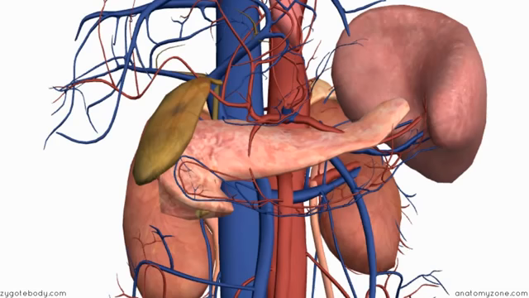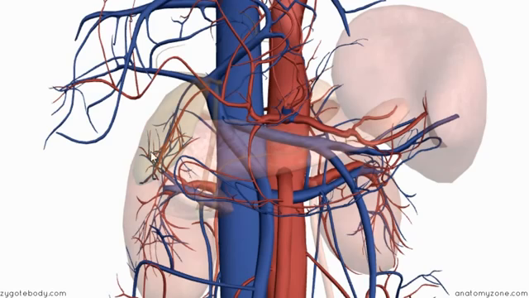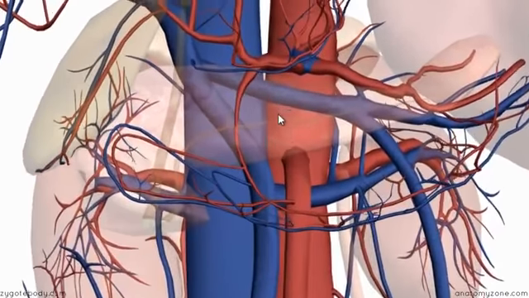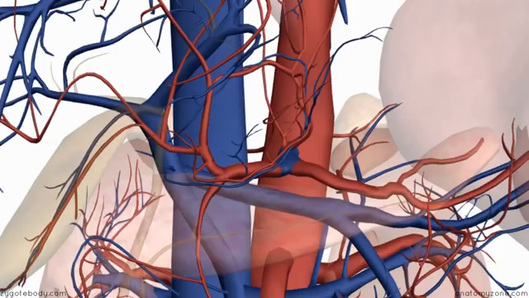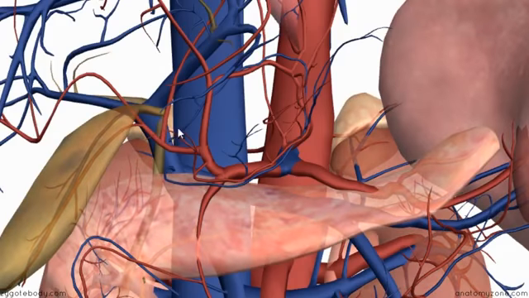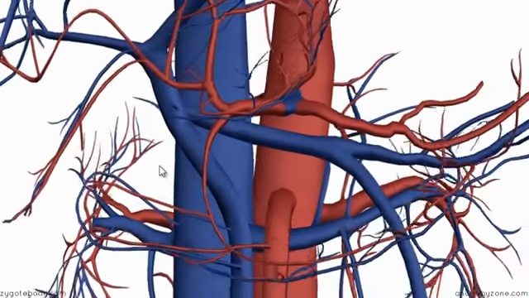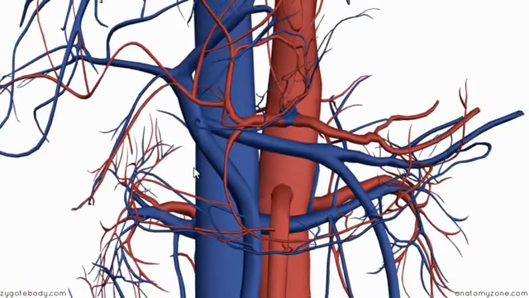If I just fade that away, you can see the portal vein here, and the splenic vein runs along the length of the pancreas on its posterior surface. If I just zoom in a little bit, and fade it in a little bit more, you can see the bile duct in front of the portal vein. That was just to give you an idea of the relationship of these structures.